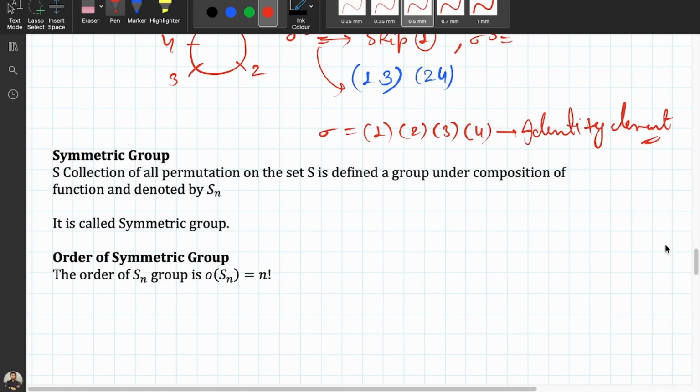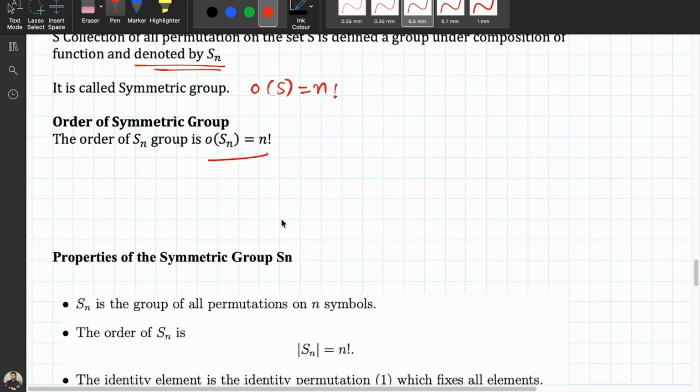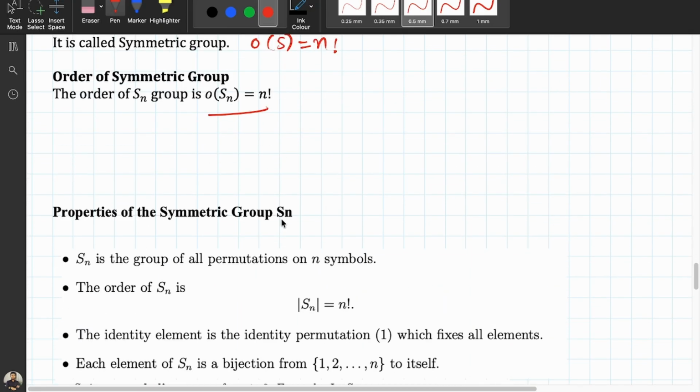Now come to the symmetric group. The collection of all permutations of the set S is a group under composition of functions and is denoted by Sn. What's the order? The order of this group is n factorial, that's written here. Okay, simply.